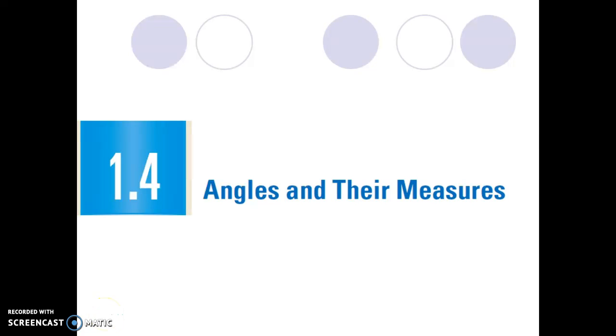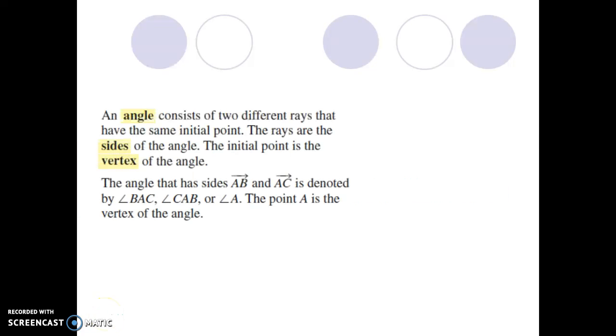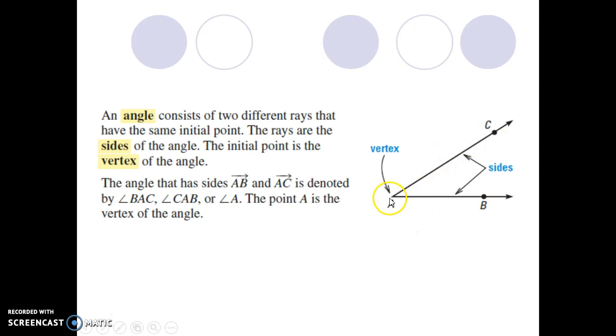Okay, so the next section we're going to talk about are angles and their measures. An angle is a figure that consists of two rays connected together, and where they connect is called the vertex. Each ray is one of the sides of the angle, and the vertex is where they connect. Now, we can name angles in a couple different ways.